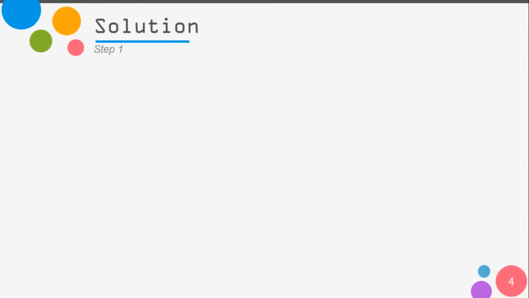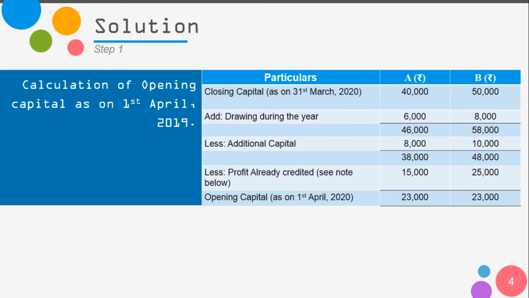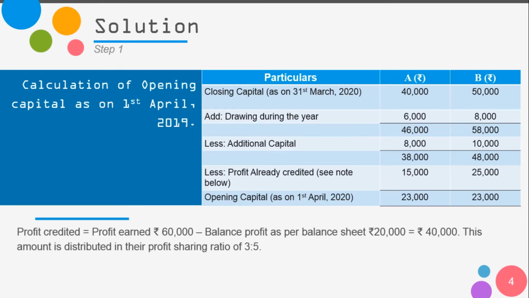The first step is the calculation of opening capital as on 1st April 2019 based on the given information. So we'll be doing a back calculation here. We are starting with the closing capital of A and B, 40,000 and 50,000 respectively. We're adding back their respective drawings during the year, 6,000 for A and 8,000 for B. That gives us 46,000 and 58,000. Now we are subtracting the additional capital they have introduced during the year, 8,000 for A and 10,000 for B. That gives us 38,000 and 48,000.